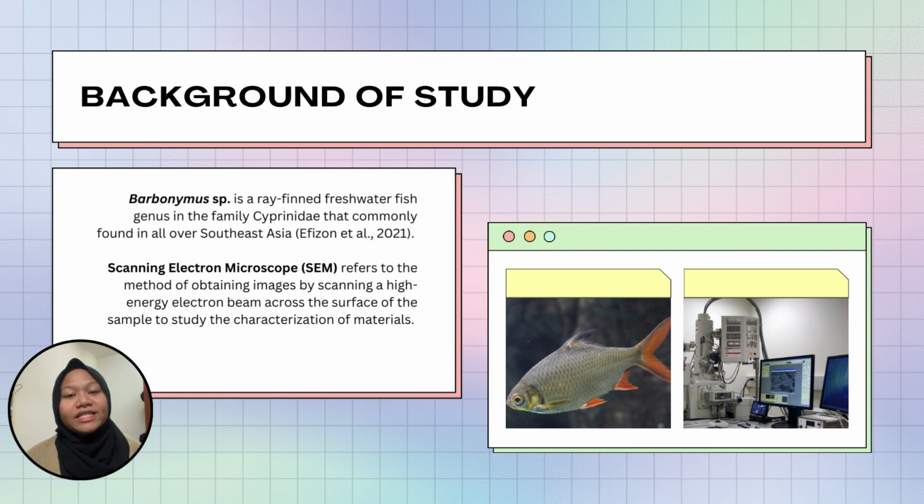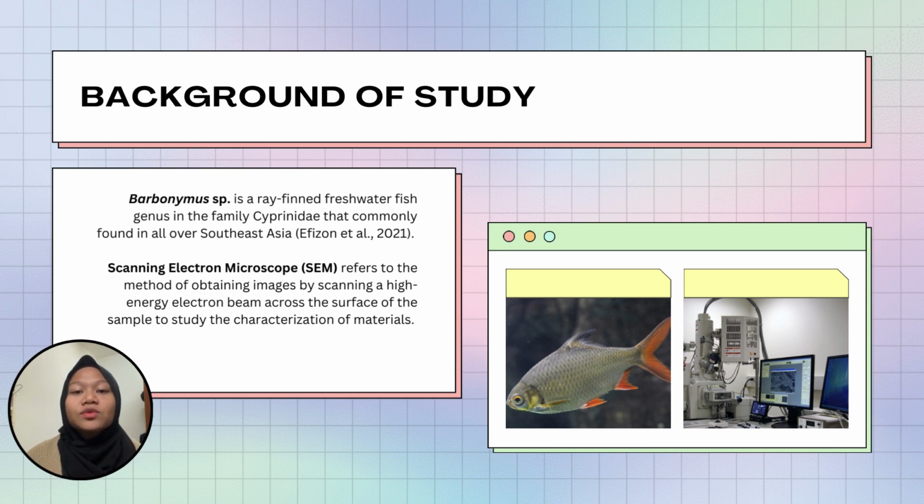Barbonymus species is a ray-fin freshwater fish genus in the family Cyprinidae that is commonly found all over Southeast Asia, like Indonesia, Malaysia, Thailand, Vietnam, and the Philippines. And scanning electron microscope (SEM) refers to the method of obtaining micrographs or images by scanning a high-energy electron beam across the surface of the sample.